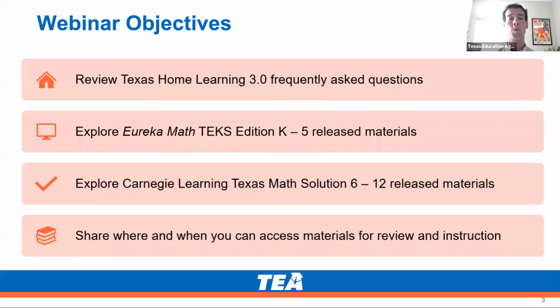Specifically, what that means is that we'll root in a few FAQs before we get started, just to make sure that we're all on the same page before we turn over and dive into the resources available with Eureka Math TEKS edition, which is kindergarten through 5th grade, and then going into Carnegie Learning Texas Math Solution, which is the 6th through 12th grade. We will then wrap up with sharing a little bit more about how and when and where you can access materials. You can access the first set of materials today, which Melissa will go over in a minute, but then getting you the information about when these materials will come out in the next few weeks.